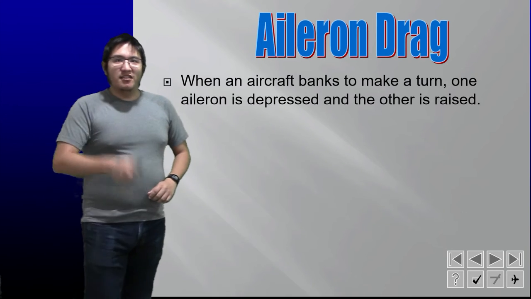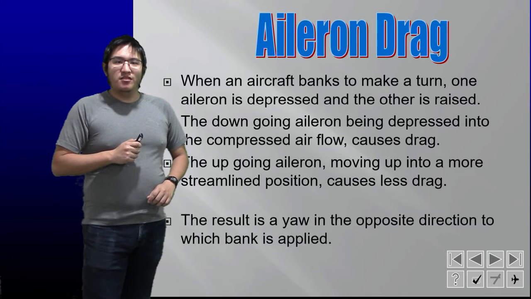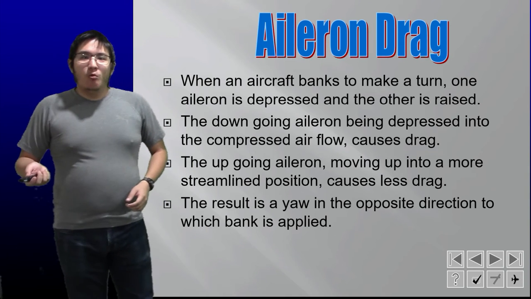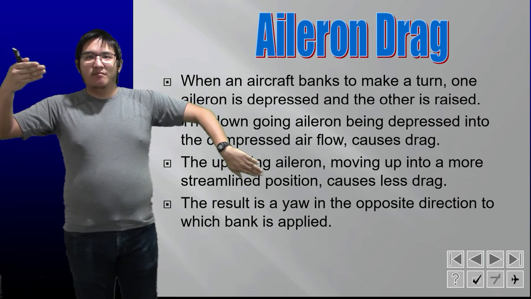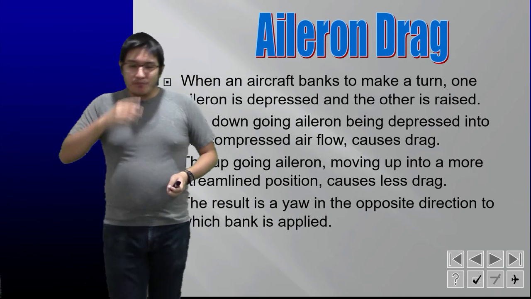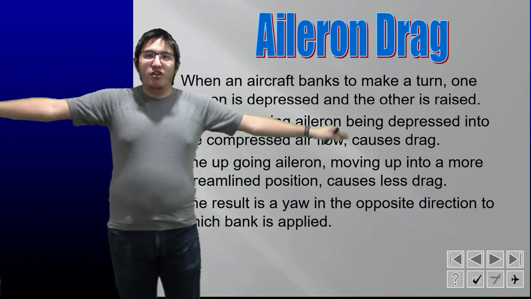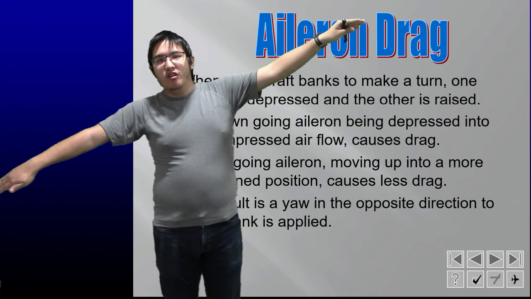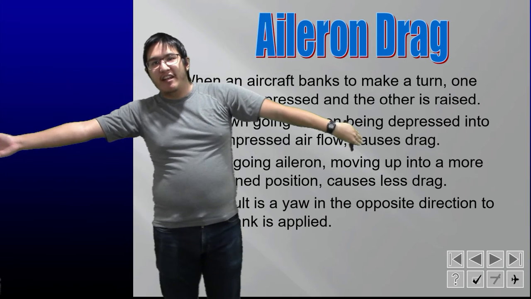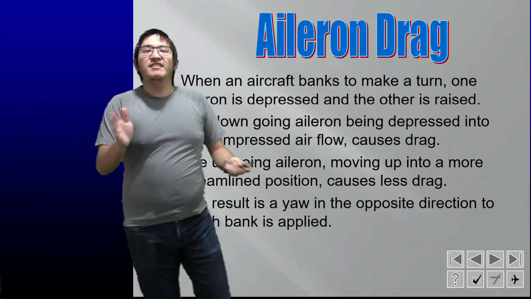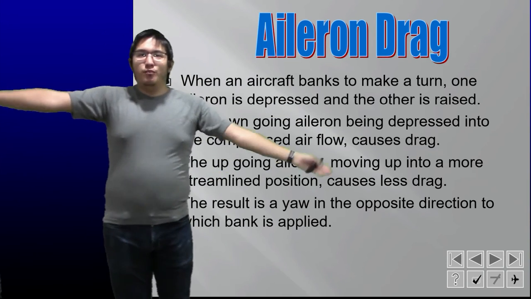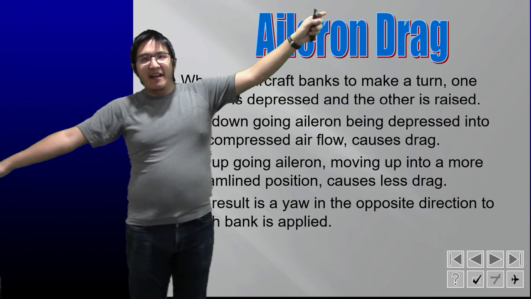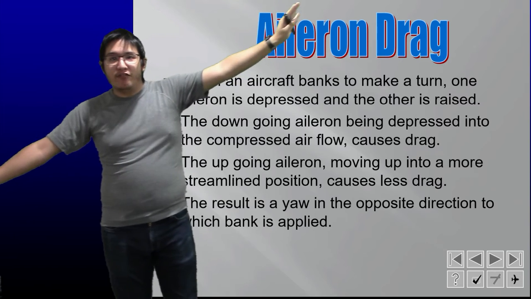Aileron drag. This is a very important thing to know, especially when it comes to flight training. What happens when an aircraft makes a turn is that one aileron is raised and the other one is lowered. Let's say we're turning to the right, then this aileron is going to go up and this aileron is going to go down. So as you roll towards the right, you're making the right wing produce less lift and the left wing produce more lift.